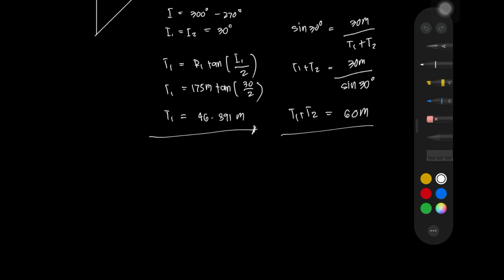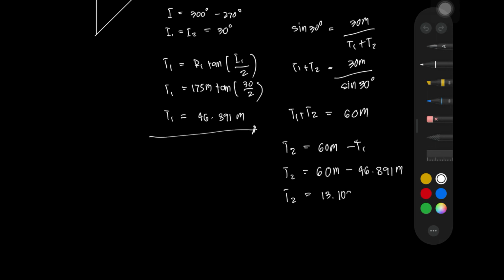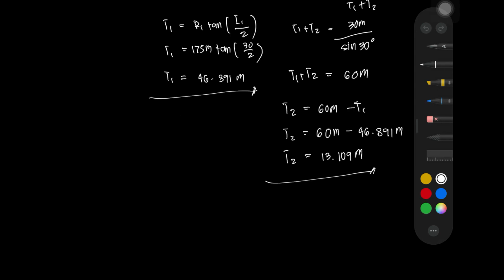Now by manipulating the equation, we can get T2 is equal to 60 meters minus T1, so T2 is equal to 60 meters minus 46.891 meters. From the calculator, we get 13.109 meters. So we have our T2. Now having these values, we can solve for R2, which is equal to T2 over the tangent of I2 over 2.